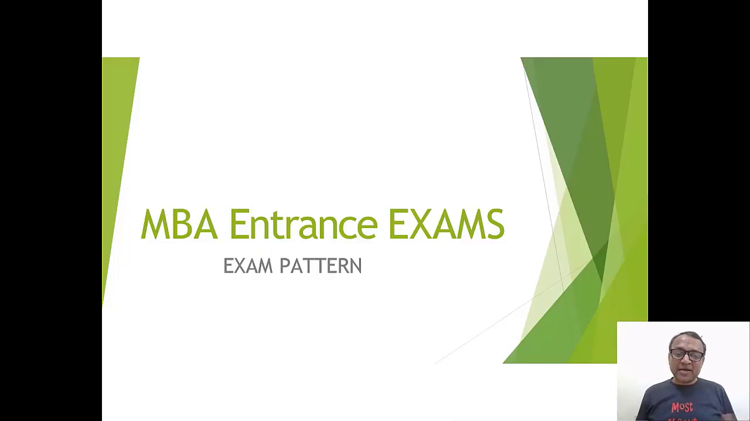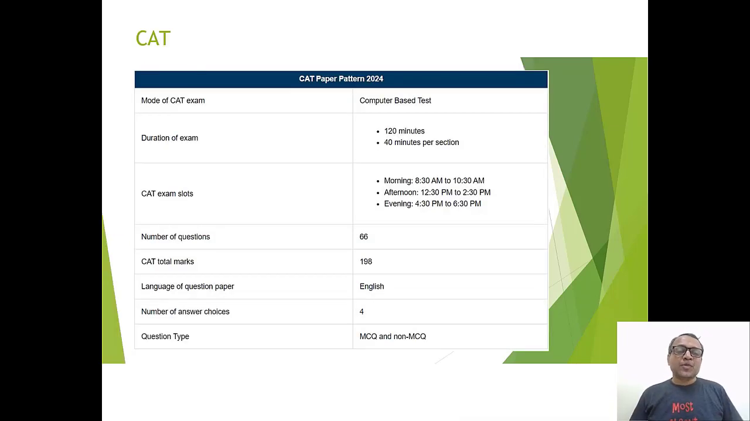This video is regarding the paper pattern, the exam pattern of the various MBA entrance exams. Let's look at CAT first. The total duration is 120 minutes, 2 hours. There are 3 sections, so 40 minutes per section.